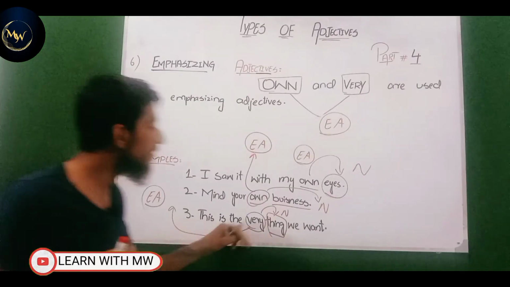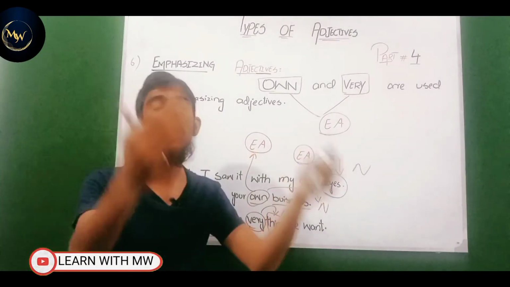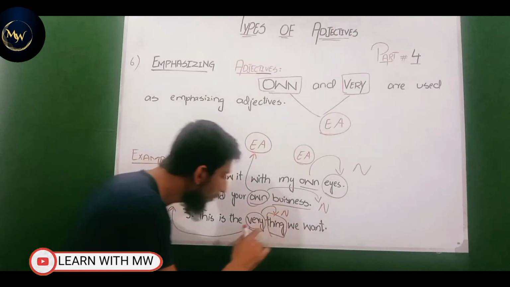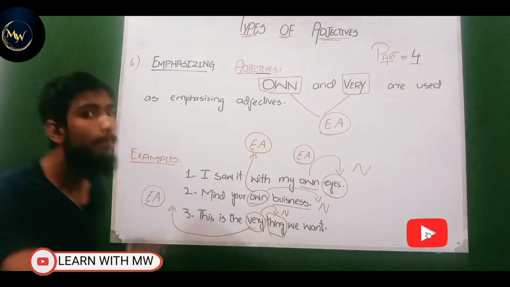And look at the last one. This is the very thing that we want. So "thing" is basically a noun. "Very" adds meaning to the noun. So "very" is used as an emphasizing adjective.